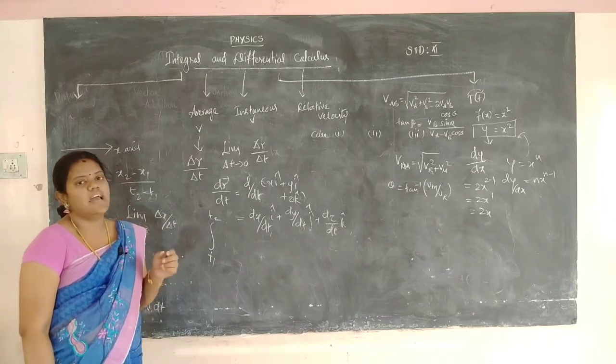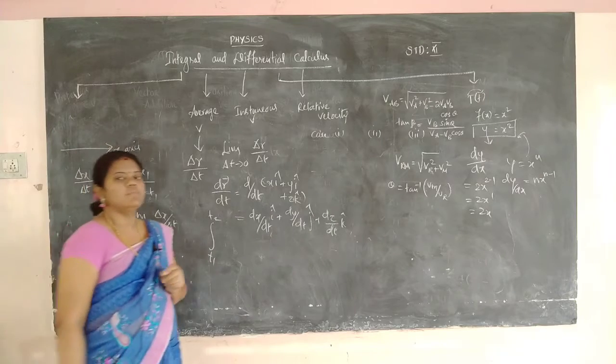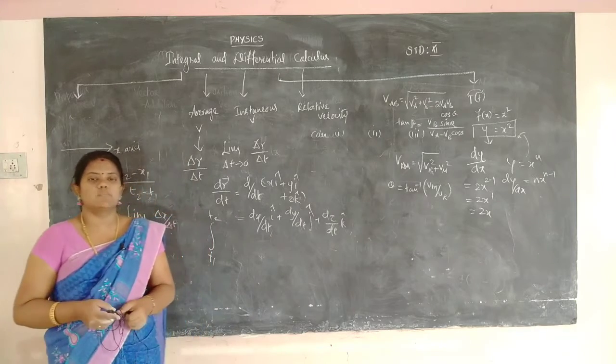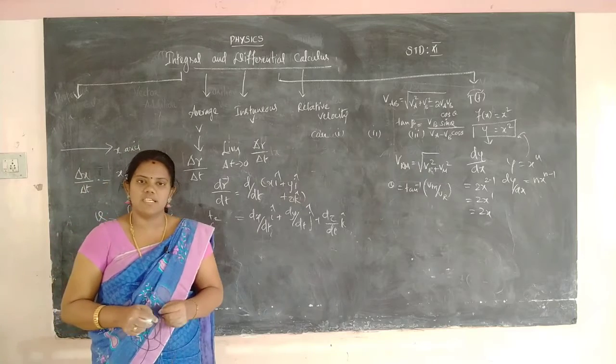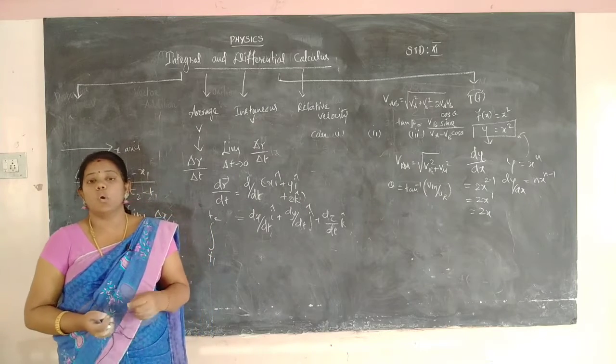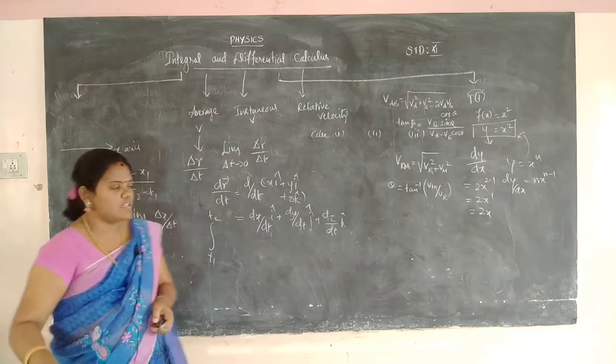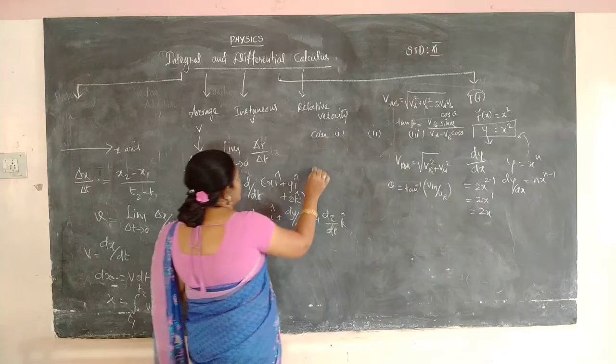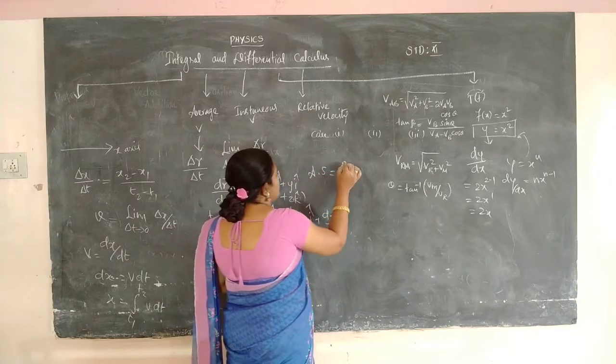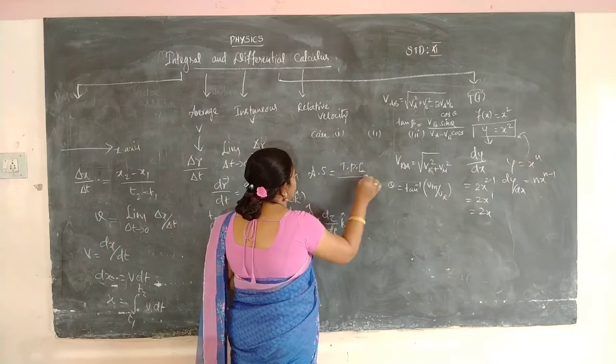Okay. Then average speed. What's the meaning of average speed? Average velocity is displacement vector by time, but average speed is distance by time. Total path length by total time, that is called average speed. So average speed is equal to total path length by total time.